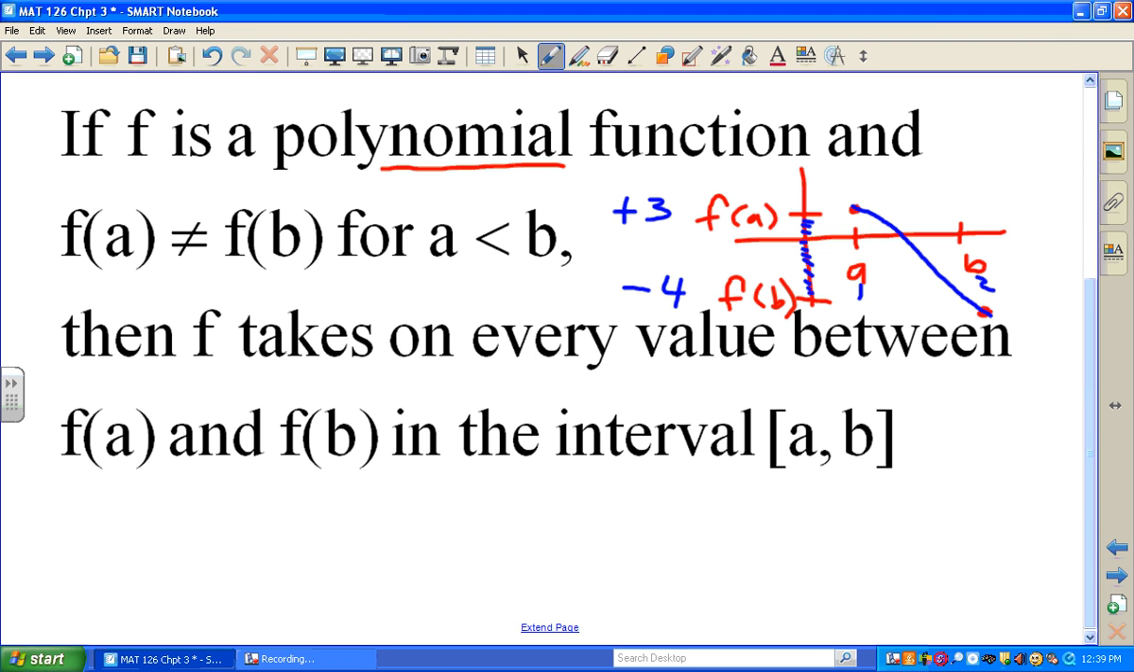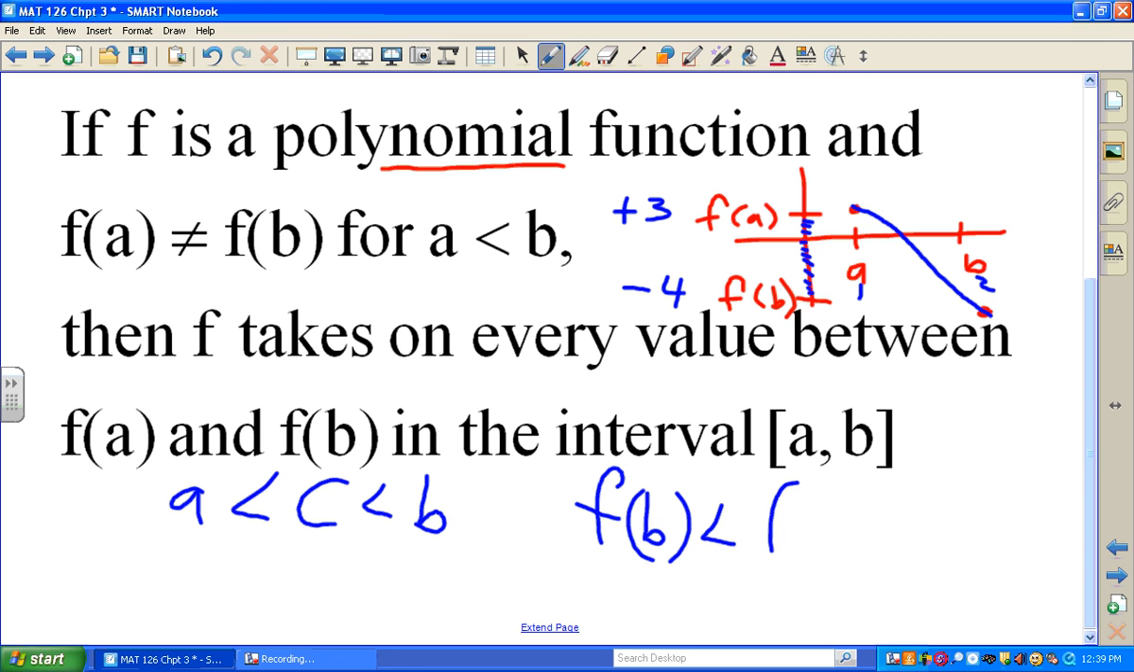So there must be some c between, I don't know, a and b. There has to be a number c between a and b such that, in this case, f of b is less than f of c is less than f of a, because I have a decreasing function. Could there be more than one? Sure, there could be more than one. But there has to be at least one. Now, you can come up with everything you want for this, but there has to be one.